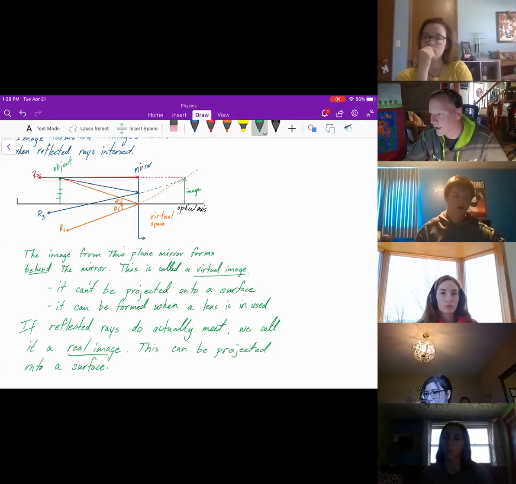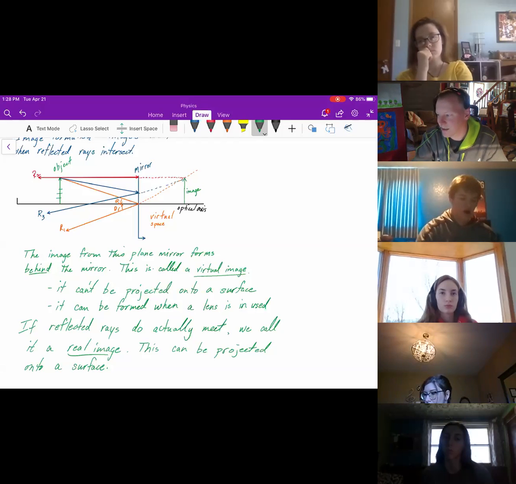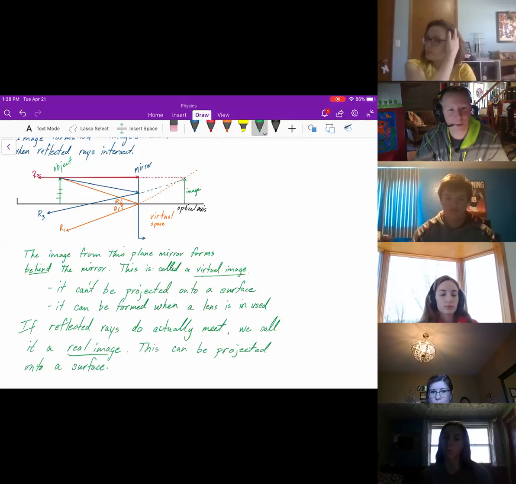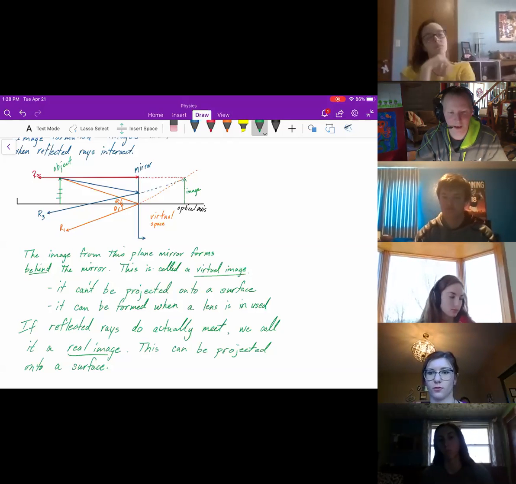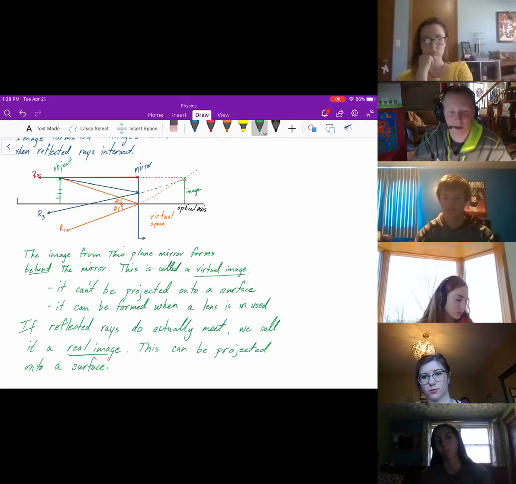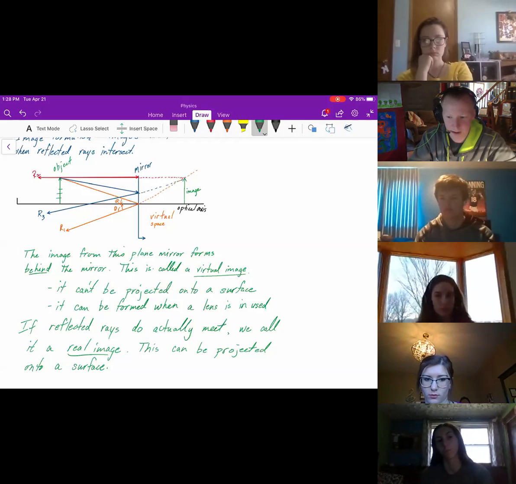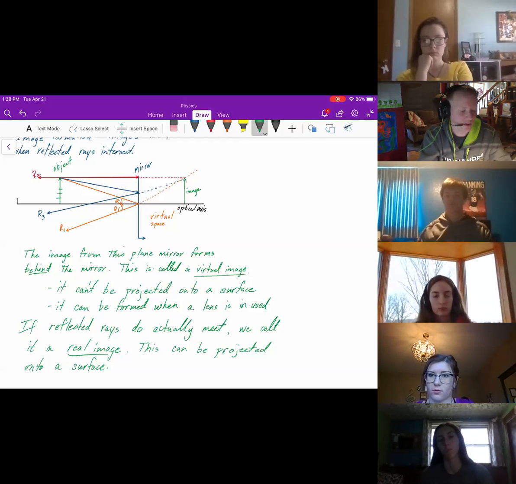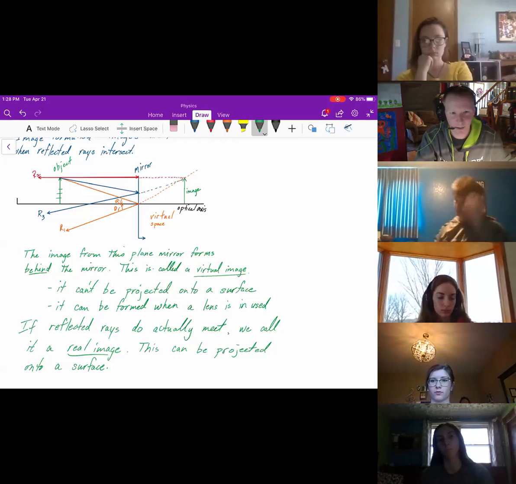For the first homework, you're tracing some rays as objects emit light onto mirrors and seeing where the images form. So it's more a practice of this law of reflection and see what happens with it. We're going to expand beyond that into some differently shaped mirrors.